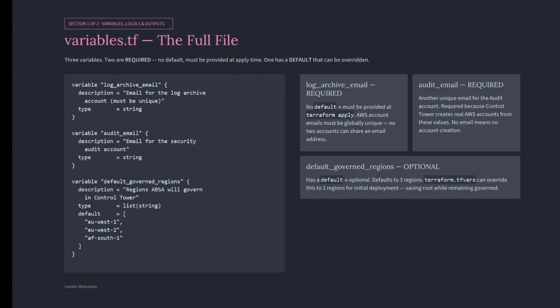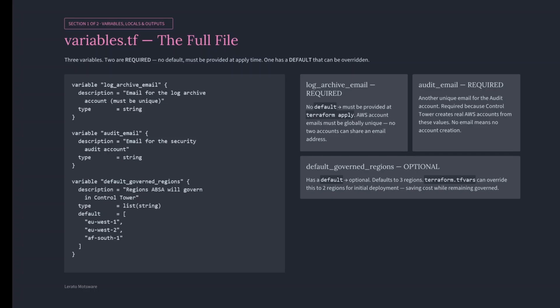Why no default? Because every AWS account in the entire world needs a globally unique email address, not just unique inside your organization, globally unique, like a passport number. No two people on the planet share the same passport number. No two AWS accounts anywhere can share the same email. That is an AWS rule, not my rule. AWS's rule.